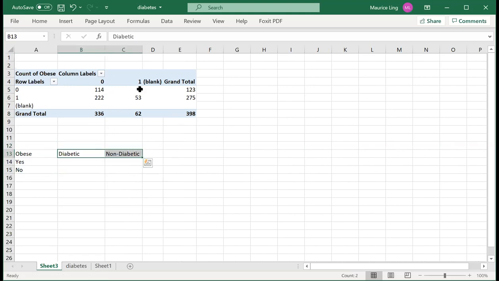Essentially, yes, yes is 53. So diabetic is 53, and no diabetic is 222. The other one is diabetic and is 9114. Okay. So here we accumulate, we have a total because this can be quite useful. So we just add up.